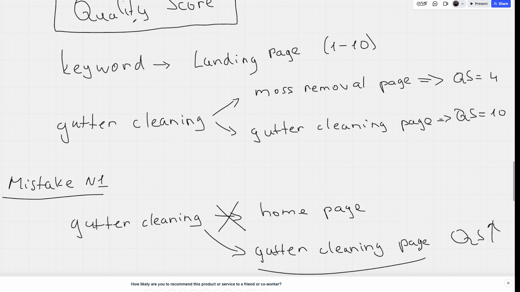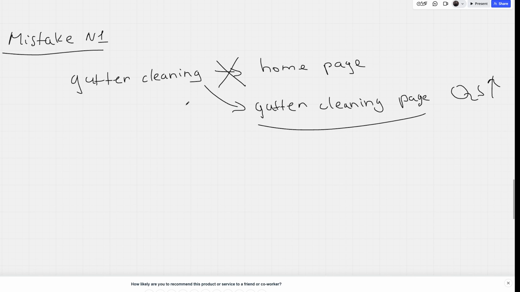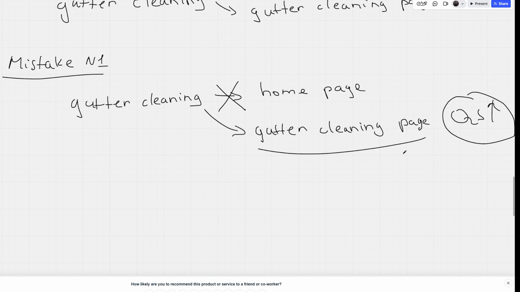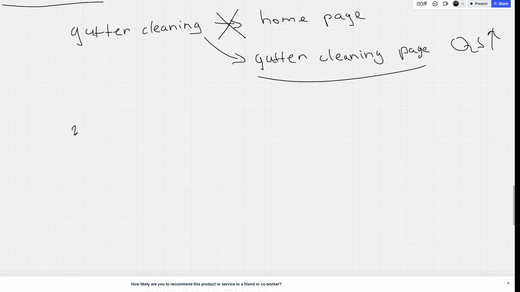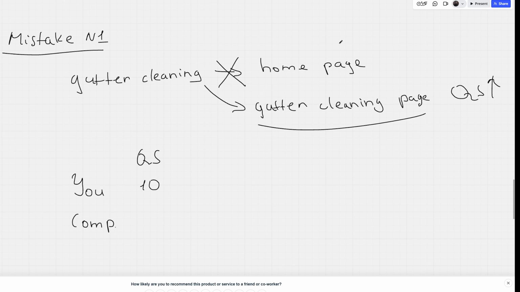Now, why should you even care about quality score? Well, quality score influences your cost per click. So the better your quality score is, the less you will pay on average for your click. Let's say there is you and there is your competitor. Your quality score is 10. Your ads are very relevant to the pages that you're sending traffic to. And your competitor makes this mistake. He sends all the traffic to the homepage. He has a quality score of 8.